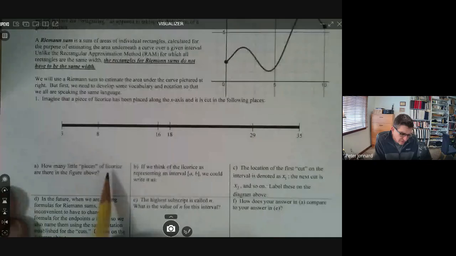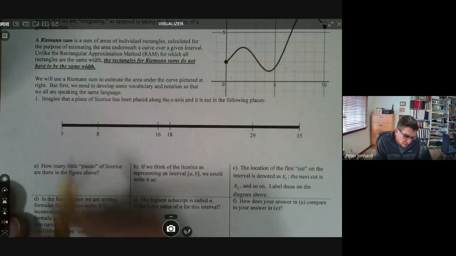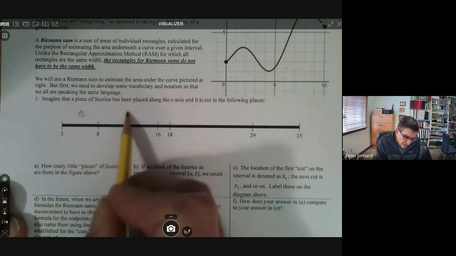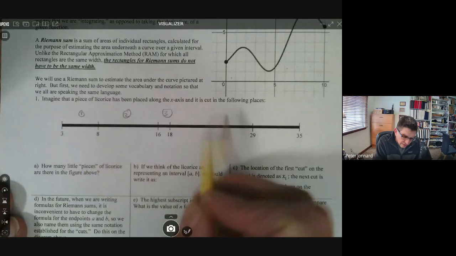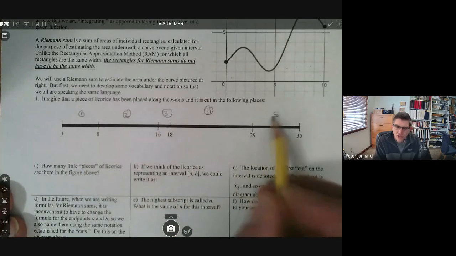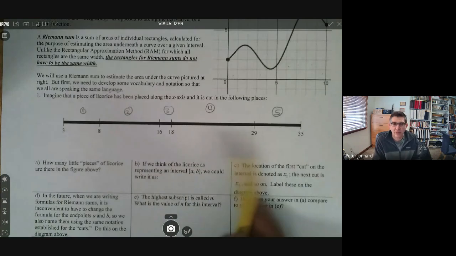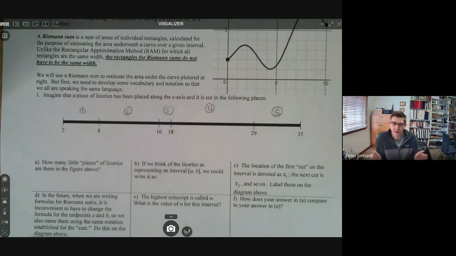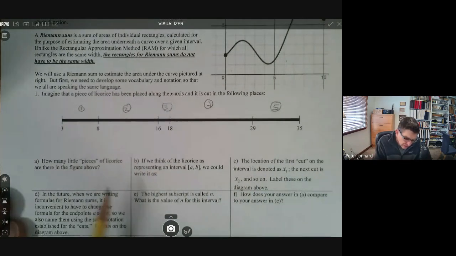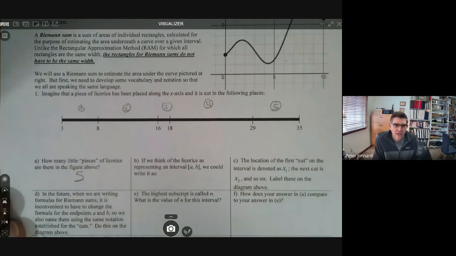So how many little pieces of licorice are there in the figure above? Well, there's 1, and then 2, and 3, a little one there, 4, and 5. And it's totally arbitrary where you make these divisions. It doesn't matter. There's no rhyme or reason to these numbers. You get to pick however you like. So how many little pieces of licorice are there? There are 5 little pieces of licorice.